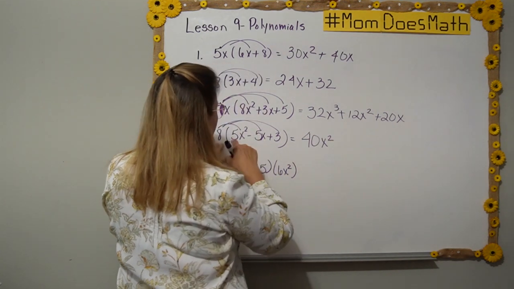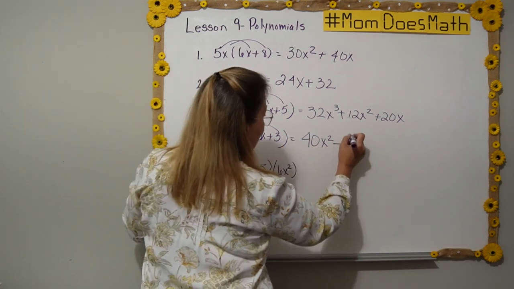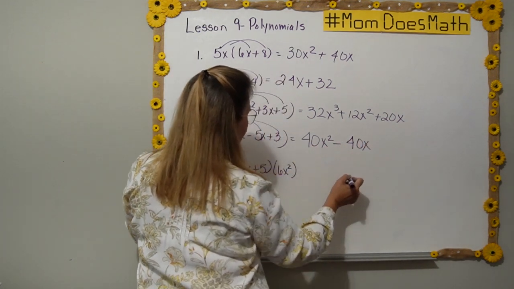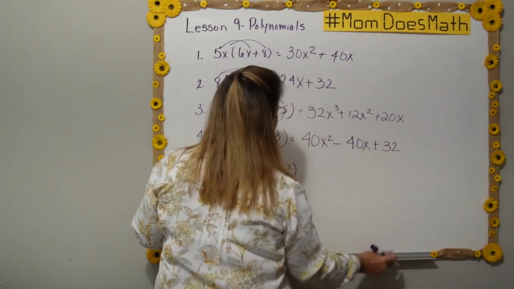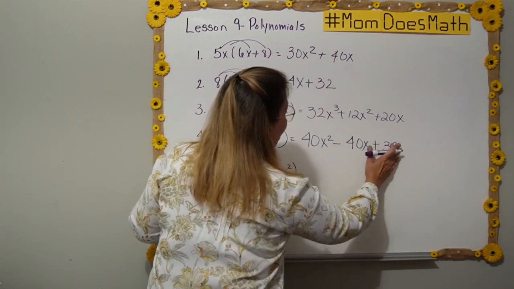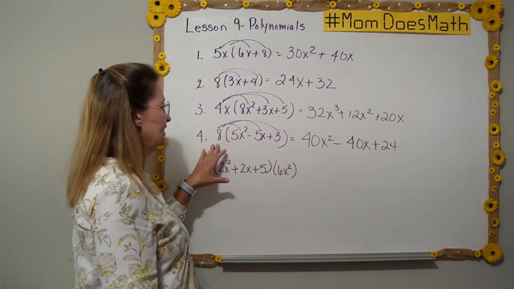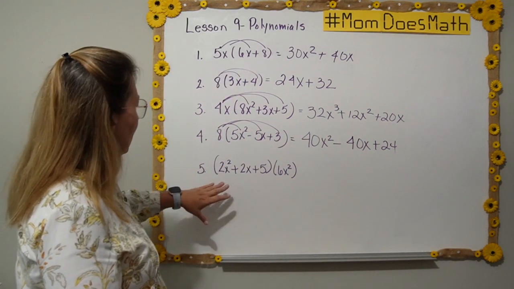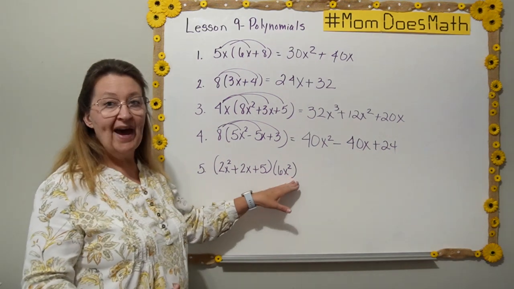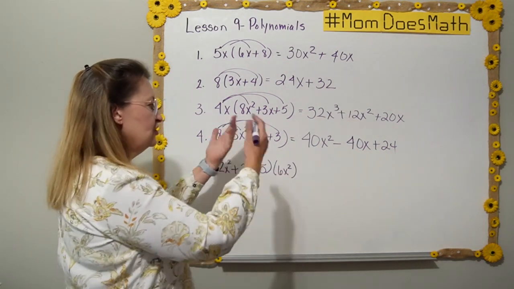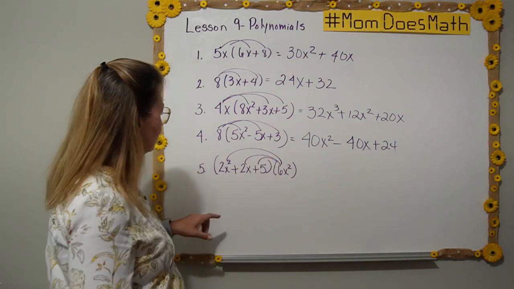x squared. And 8 times 5x, and that's a minus, so it's going to be minus 40x. And then 8 times positive 3 is... nope. 8 times 3 is what? 24. Sorry. Okay. 8 times 3 is 24. Now, this one was a little bit different because your monomial's at the back end. But that's all right. You just distribute backwards. You're just going to multiply it still times all three.